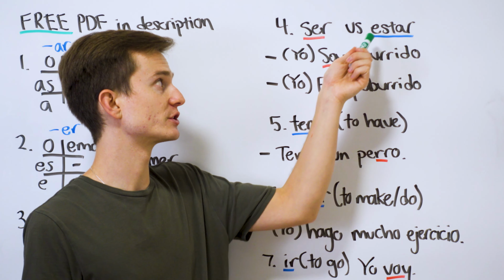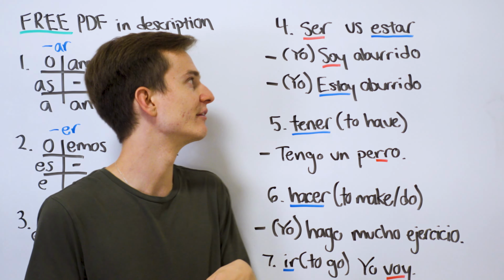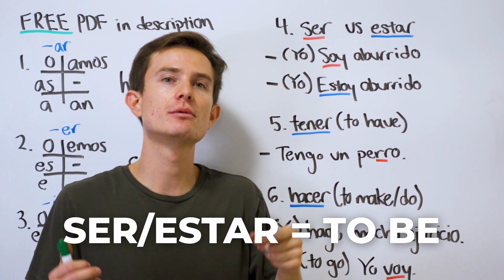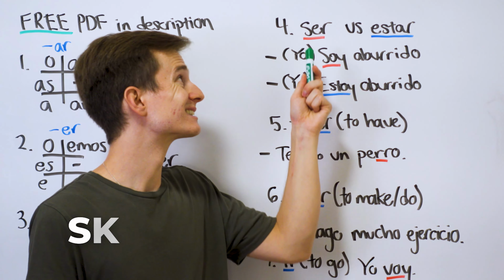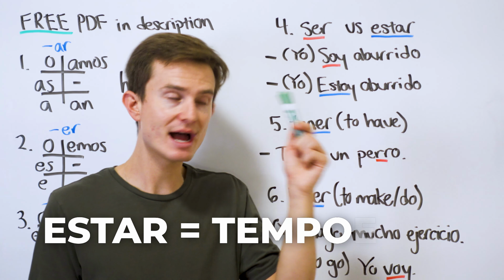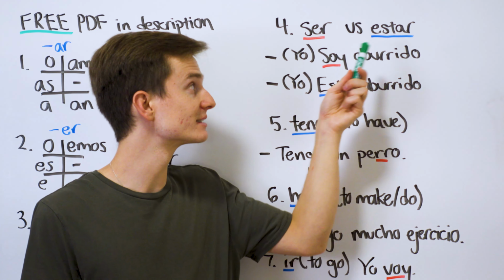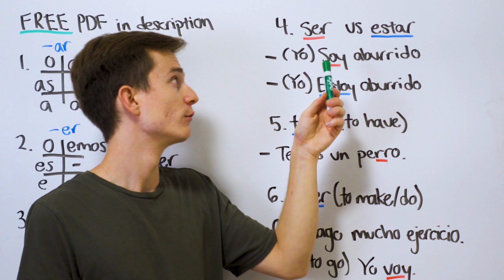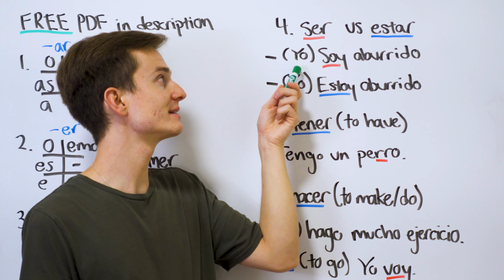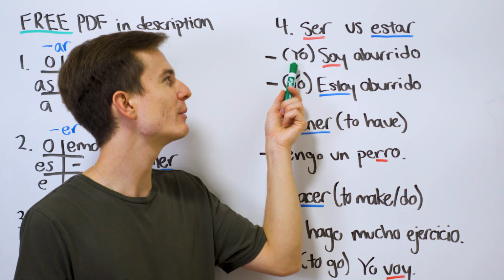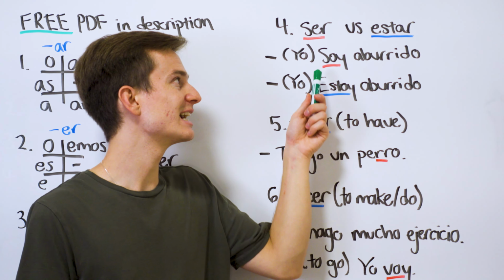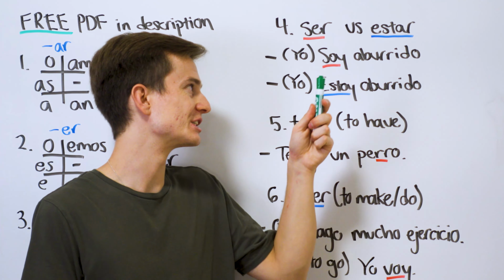We have ser versus estar, which could be its own lesson in and of itself. Ser meaning to be, and estar also meaning to be. What's the difference? Ser is permanent, estar is temporary. Get that into your head. Ser is permanent, estar is temporary. For example, soy aburrido. Notice how I put here in parentheses the subject pronoun because we don't need to say yo soy. We can if we want, but because we understand our conjugation rules, we could just say soy.